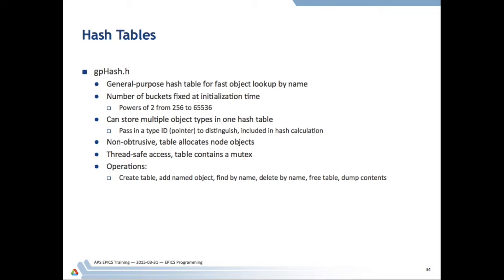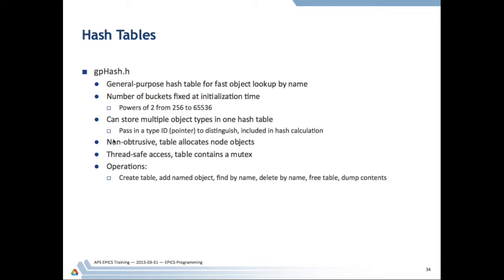We have a general purpose hash table object, so if you need to do fast lookups of object pointers by a name, you can use a gpHash. That uses a standard hash bucket, so you initialize it, you specify how many buckets you want, which has to be a power of 2 between 256 and 64K. You can store multiple kinds of objects in a single hash table. And so as part of the lookup, you specify a type ID, which is really a pointer, which it internally uses to distinguish the objects, and it includes that ID in the hash calculation as well. So you give it a name and this type ID. You can then give it the same name but with a different type ID, and you'll get a different object. It won't clash.